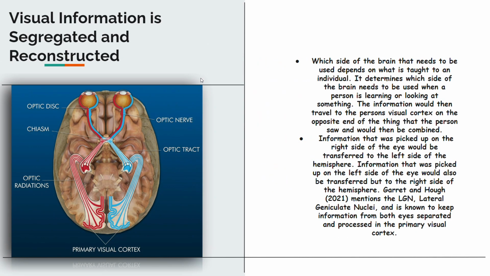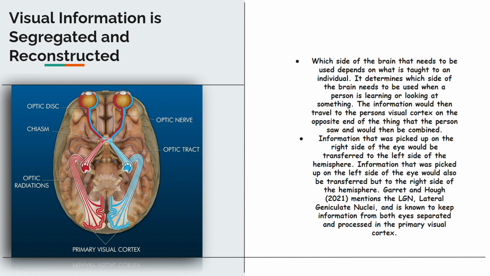Which side of the brain needs to be used depends on what is taught to an individual. It determines which side of the brain needs to be used when a person is learning or looking at something. The information would then travel to the person's visual cortex on the opposite end of the thing that the person saw and would then be combined.